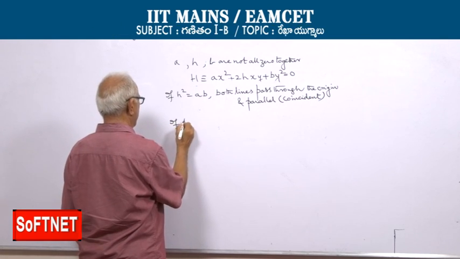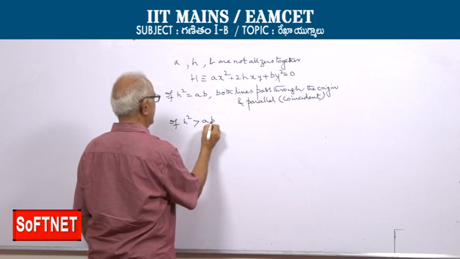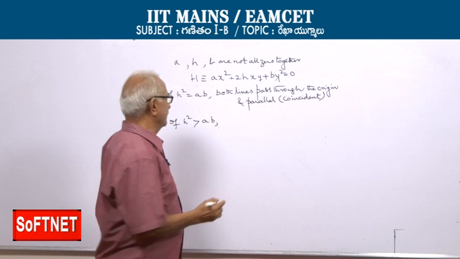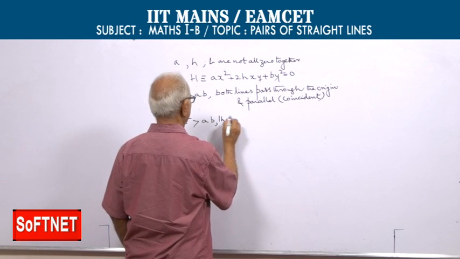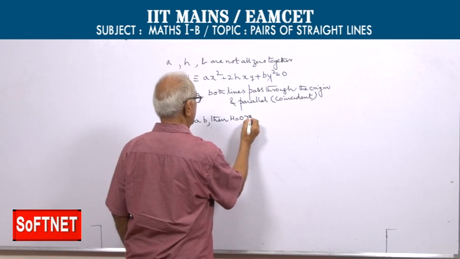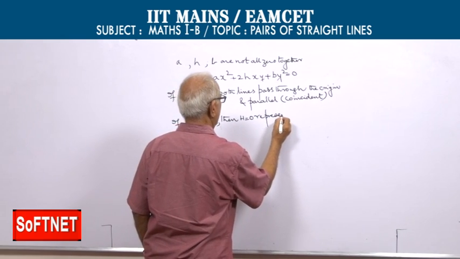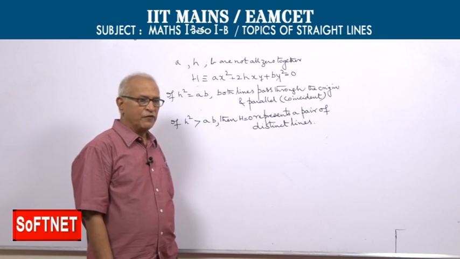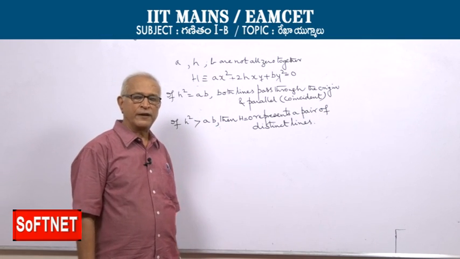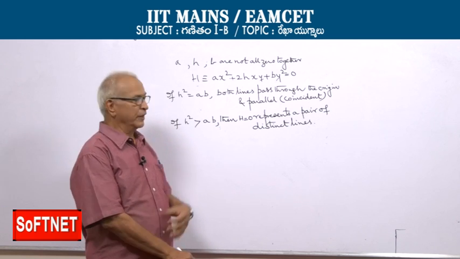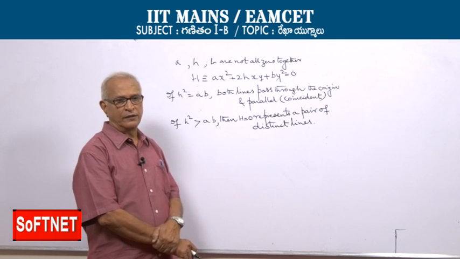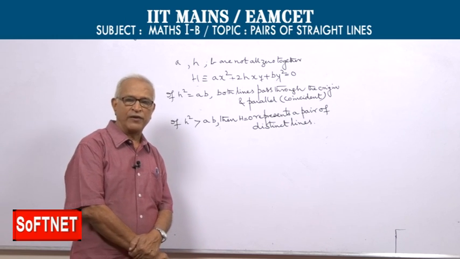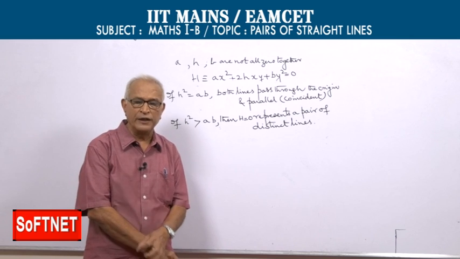If h square greater than AB, then also the equation represents a pair of distinct lines. You can always factorize H as a product of two linear factors in x and y. Whether h square equal to AB or h square greater than AB, as long as the locus of the equation H equal to 0 is a pair of straight lines, you can always factorize H as a product of two linear factors in x and y.